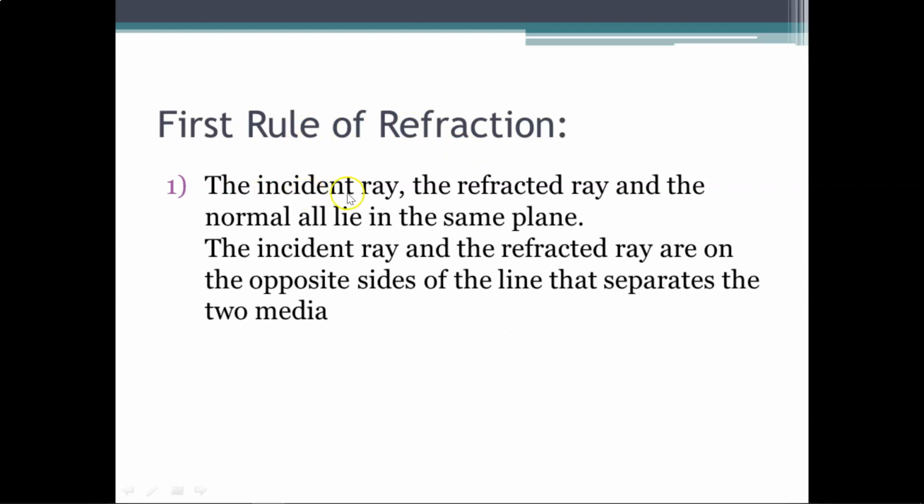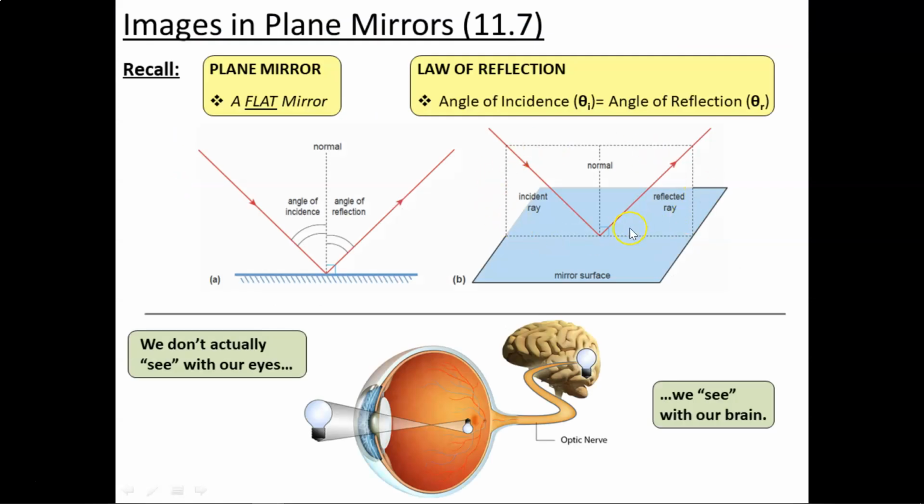The first is that the incident ray, refracted ray, and the normal all lie on the same plane. That's very similar to what we learned when it came to reflection. In that case, the incident ray, the normal, and the reflected ray all exist on the same plane. So you didn't have the light coming in, then bounce towards you, or bounce away from you. It was all on the same plane, as if you had a flat piece of paper.